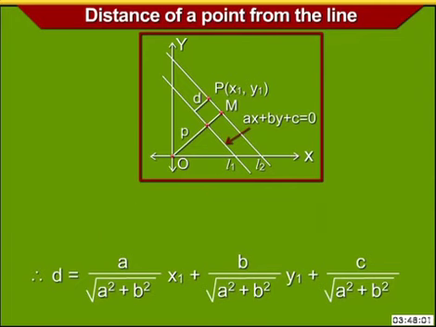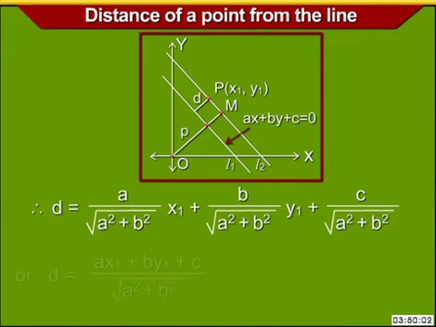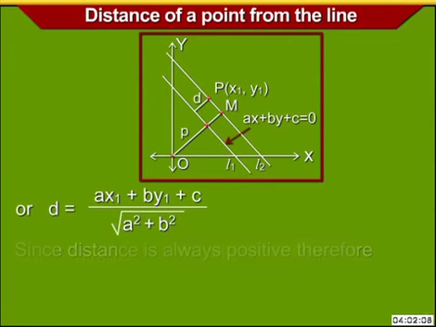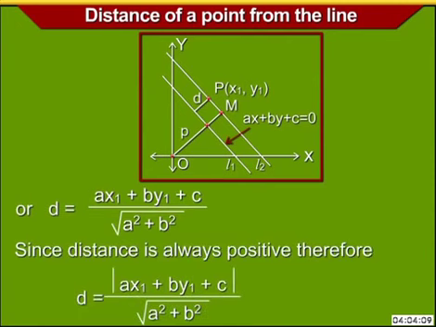Or we can say that D is equal to ax1 plus by1 plus c all upon square root of a square plus b square. Since distance is always positive, therefore D is equal to modulus of ax1 plus by1 plus c upon square root of a square plus b square.